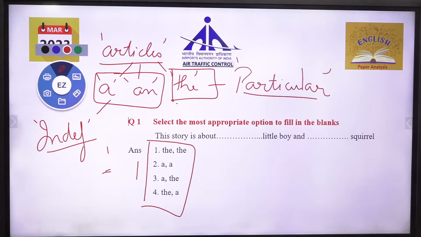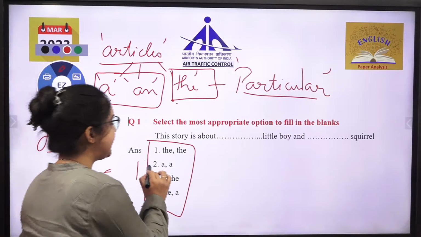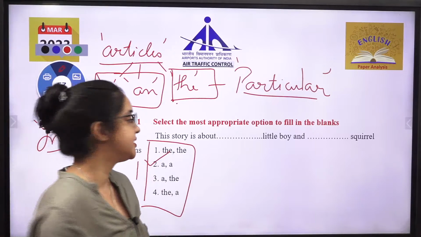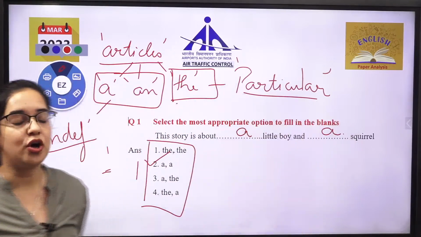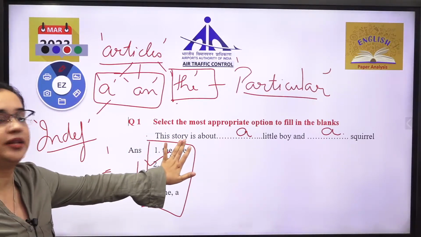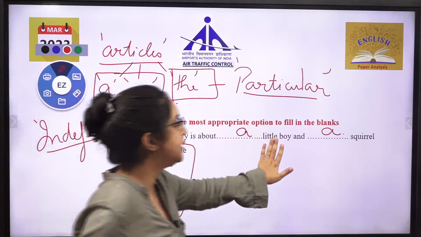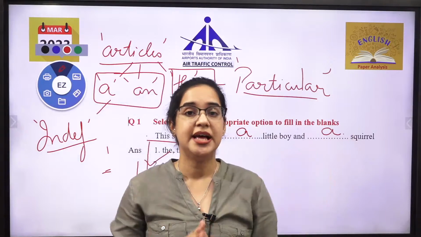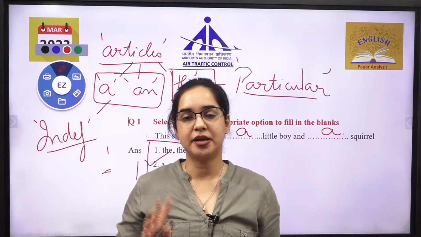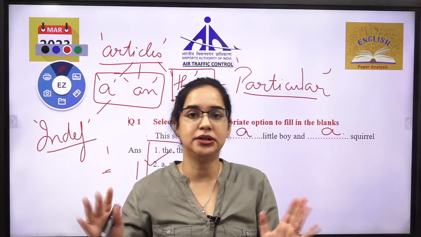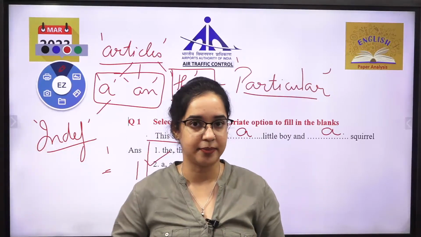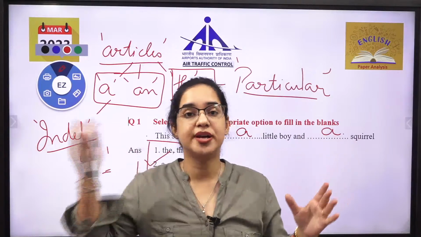Now see, it is a simple one. The answer is A and A. I told you the reason why it is a little boy and a squirrel, because here we are talking about a story. We don't know yet that this story is about a little boy and a squirrel. I told you, there is a story about a lion and a rabbit. So it is about a lion and any animal. I'm taking the name. In the next, the lion was doing this activity.